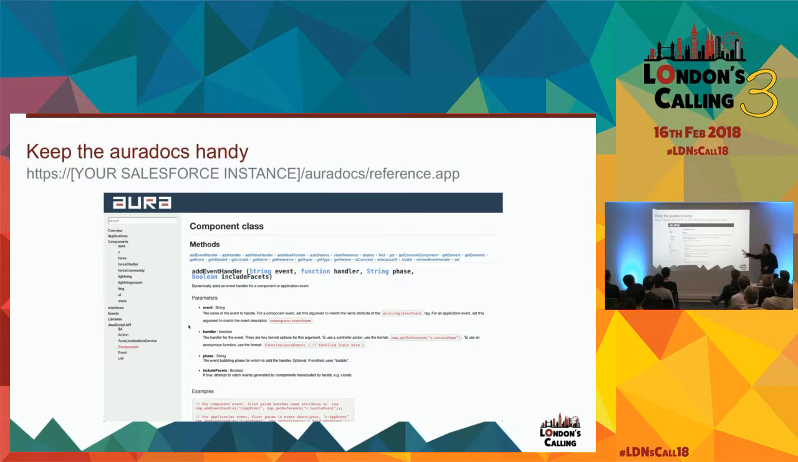Auradocs. If you're not familiar with Auradocs, it's your instance of Salesforce /auradocs/reference.app. It will show you the definitions for every component, every event.